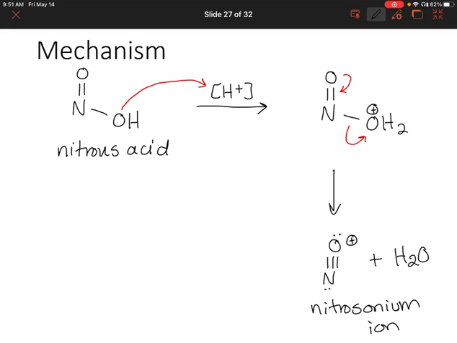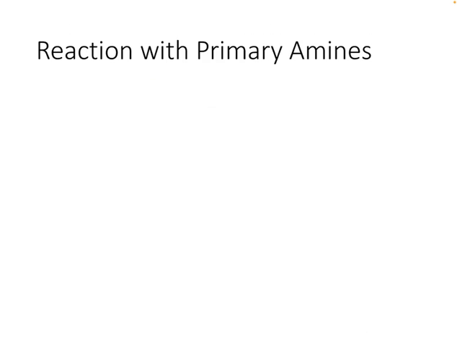All right, so let's look at how the nitrosonium ion will react with a primary amine. So let's say that we have a primary amine, and we're going to react this with sodium nitrite, which is the conjugate base of nitrous acid. And we'll also add hydrochloric acid or sulfuric acid, either one works.